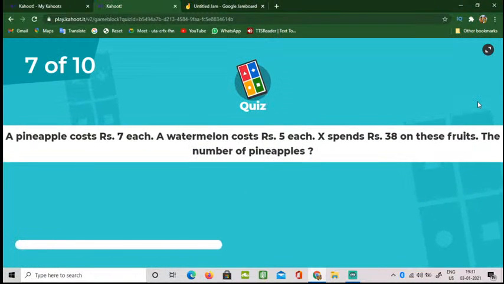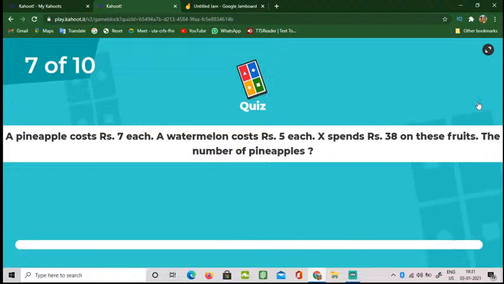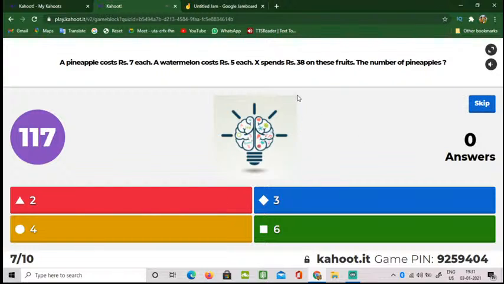A pineapple costs 7 rupees each. A watermelon costs 5 rupees each. Okay, X spends 38 rupees on these fruits. The number of pineapples he bought is... You have to find out the number of pineapples X bought, okay?